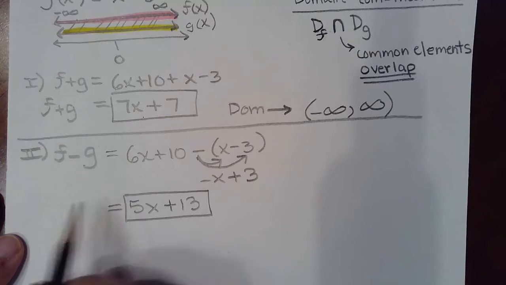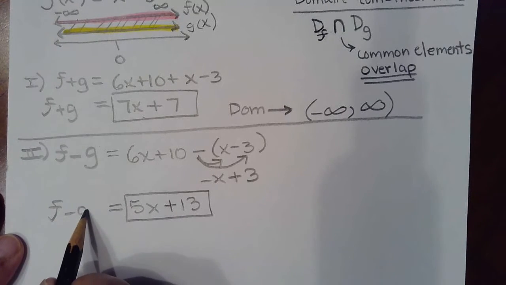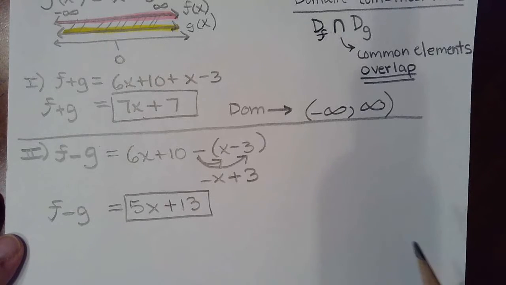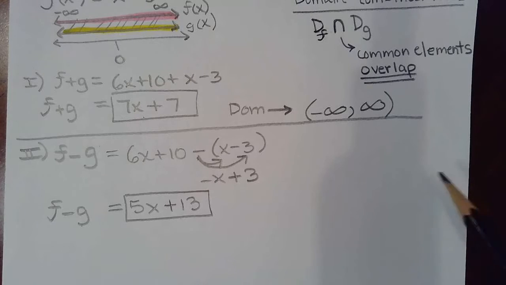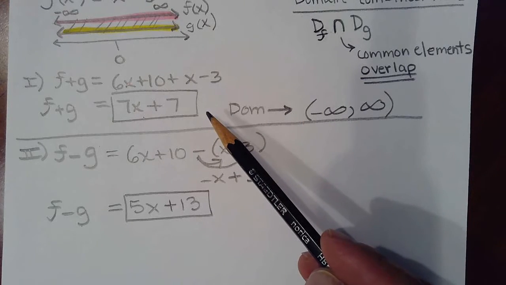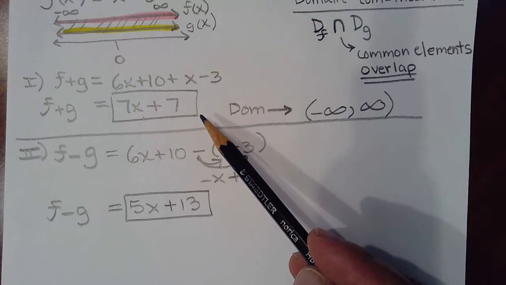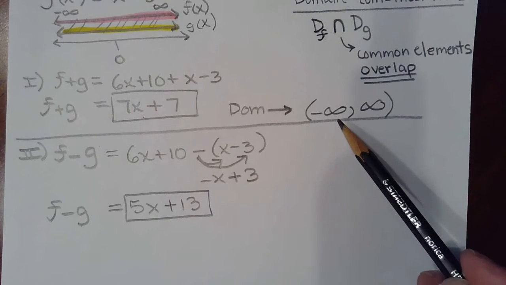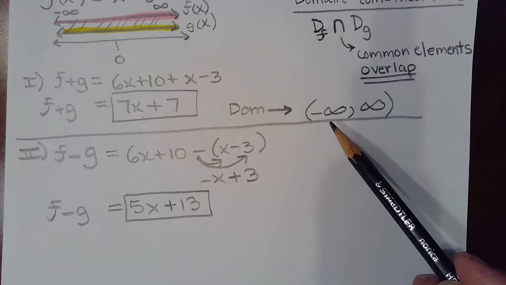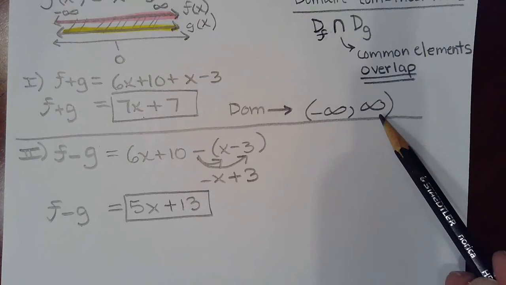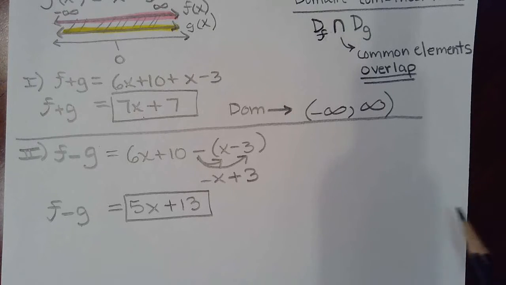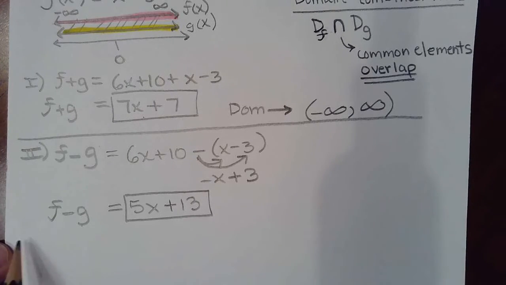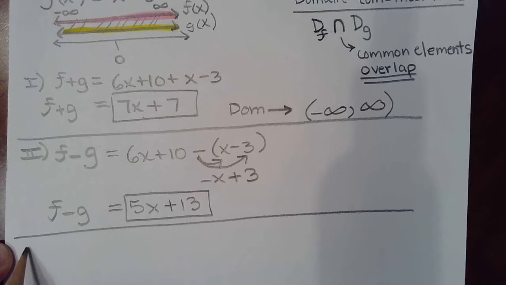So the most simplified version of this combination through subtraction that we can give is 5x plus 13. Again, notice these answers are not introducing any new element that would impose a restriction, such as a fraction. So that's why we are sticking to what we found out to be the overlap, which is all numbers from negative infinity to infinity with respect to the domains of the original functions. Moving to the third part.